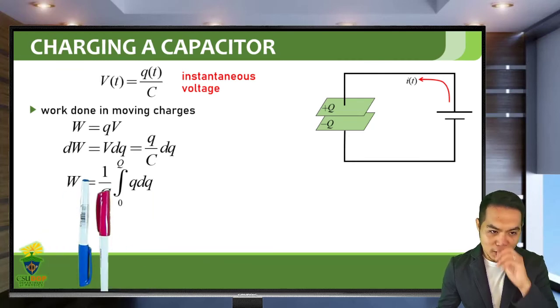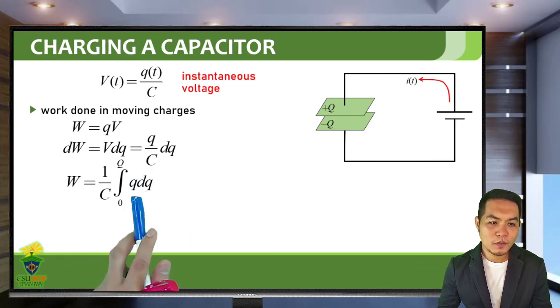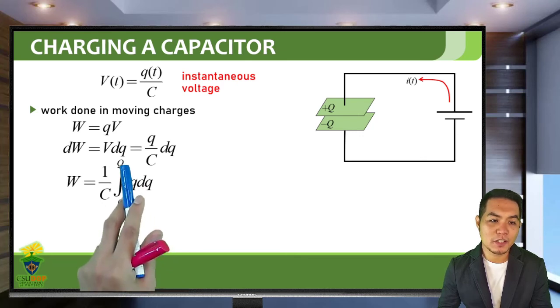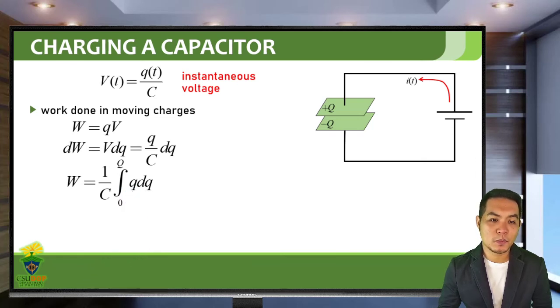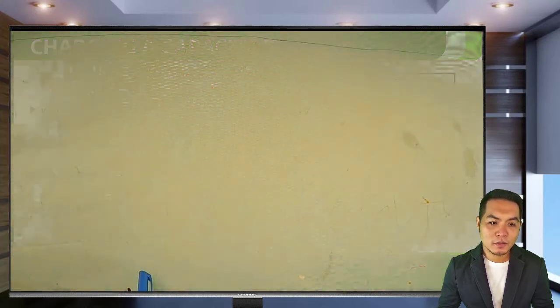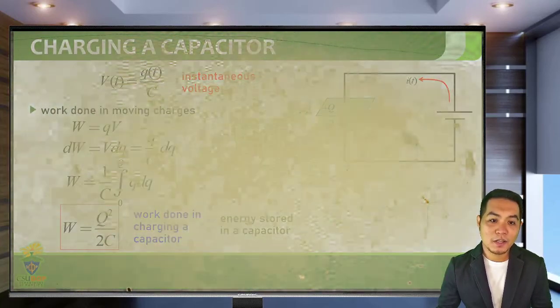The work needed in charging a capacitor is equivalent to the energy stored in the capacitor. The energy that you expend in charging the capacitor becomes the potential energy stored inside the capacitor. If you integrate Q dQ over C from 0 to the final charge, capital Q, the integral of Q dQ is Q squared over 2. So you will get Q squared over 2C. This is the work done in charging the capacitor, and this is also the energy stored inside your capacitor.